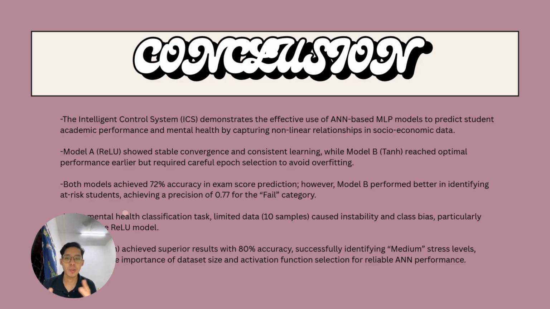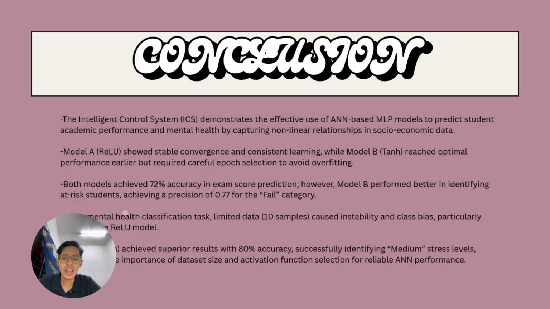Overall, this project demonstrates the successful development of an intelligent control system using artificial neural networks to predict both student academic performance and mental health status. By implementing two different multilayer perceptron architectures, the system shows the NN models are capable of capturing non-linear relationships between socio-economic factors and student outcomes.